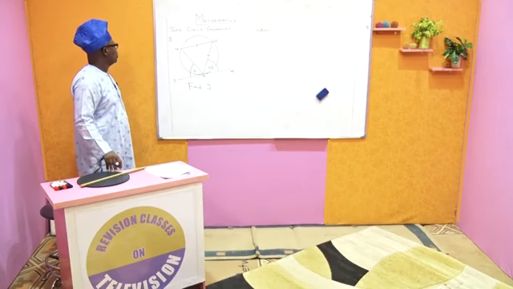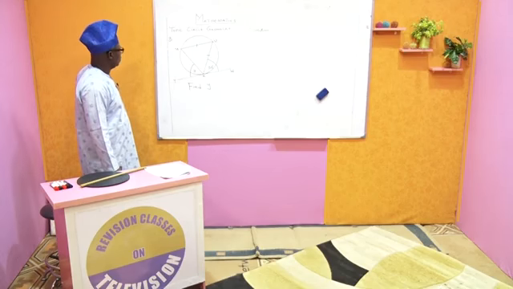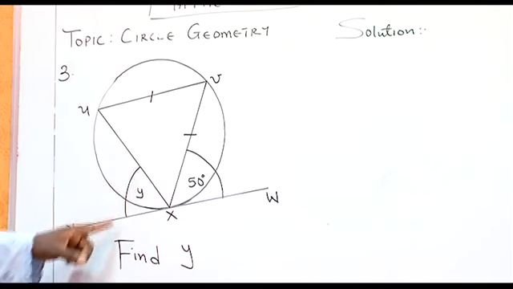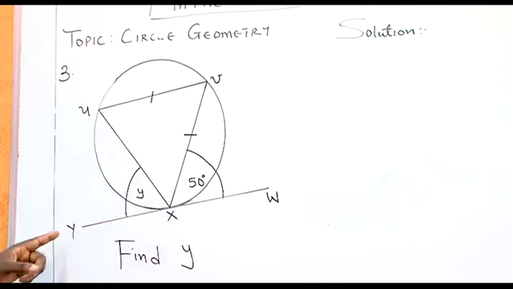Let's look at question number 3. Question number 3, we are required to find the value of y. This is angle y. It is UXY. That is the angle we are looking for.